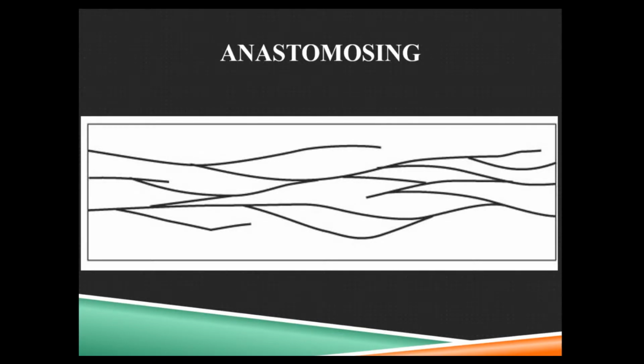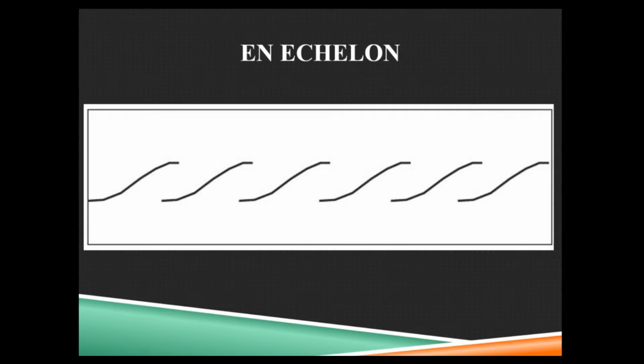Anastomosing, braided, just like an anastomosing stream is a braided stream. Anastomosing faults are this kind of braided look to faults. They're parallel and subparallel, but they keep intersecting and crossing and splitting apart. En echelon, in series. So we have some en echelon faults or en echelon joints along a fault.